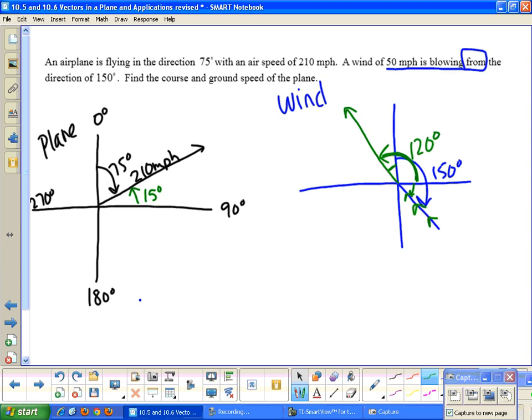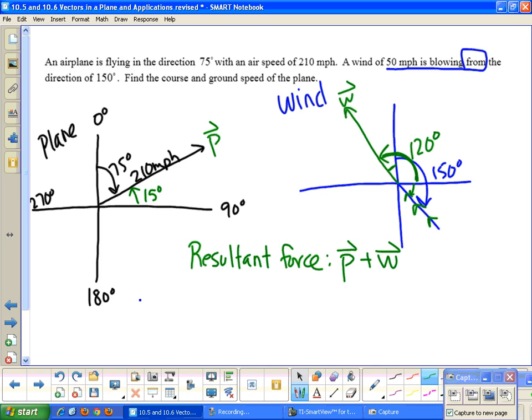So if I want to find the course and the ground speed of the plane, that means I want to find the resultant force, which is going to be the plane. So I'm going to call this vector P, and this vector W, for plane and wind. So vector P plus vector W would help you find the course and the ground speed of the plane. So the first thing I need to do is figure out the components for the plane.